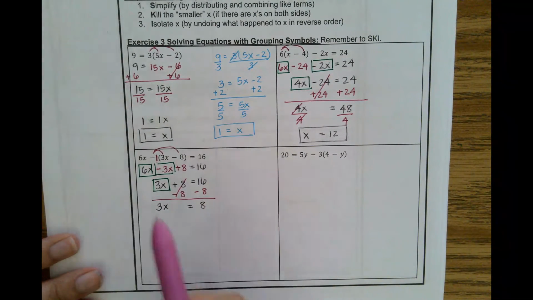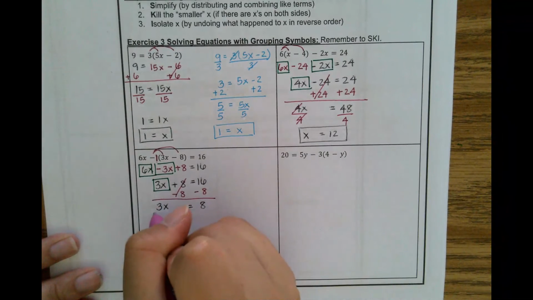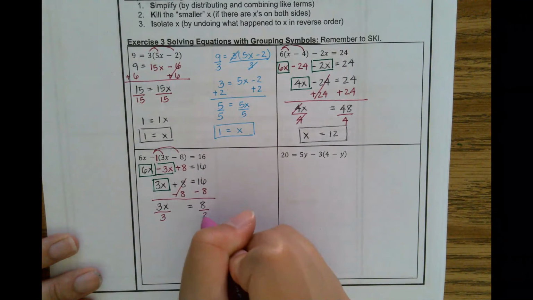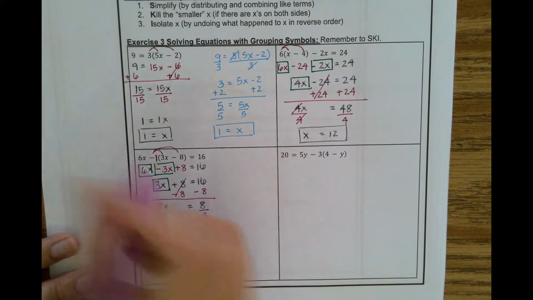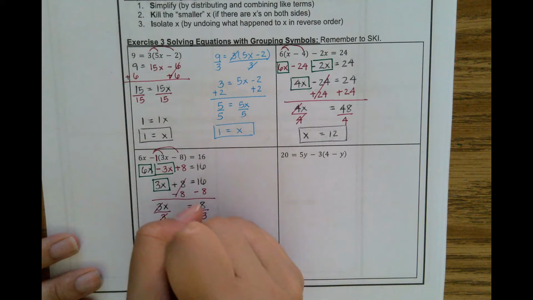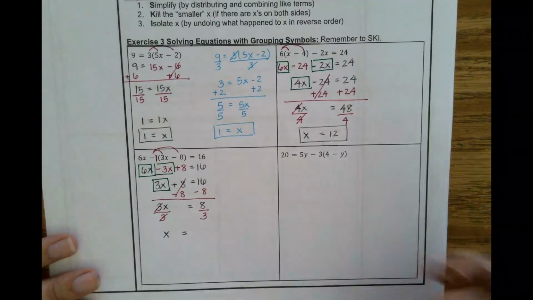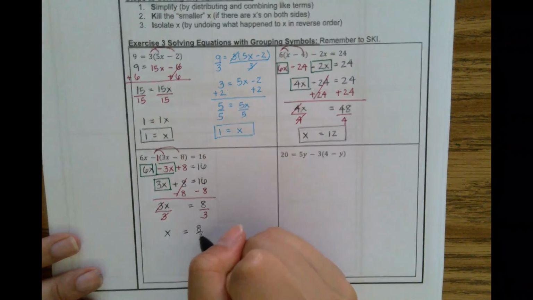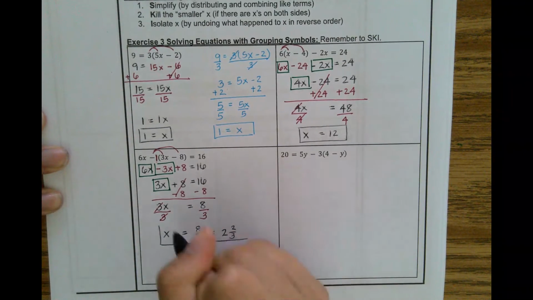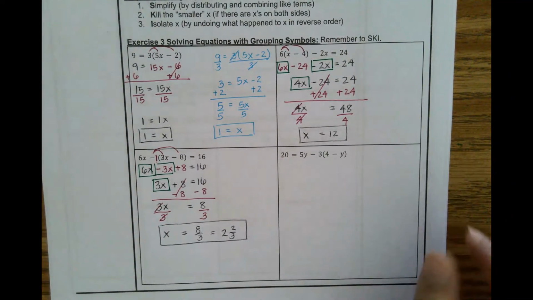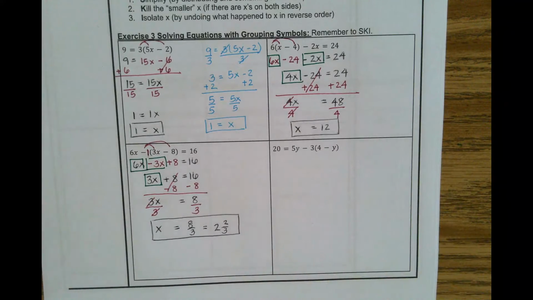Because this is 3 times x, I'm going to get rid of the times 3 by dividing by 3. 3 divided by 3 is 1, so this is 1x. And then 8 divided by 3, also known as 2 2/3. Okay? I'm going to have you do the last one on your own.